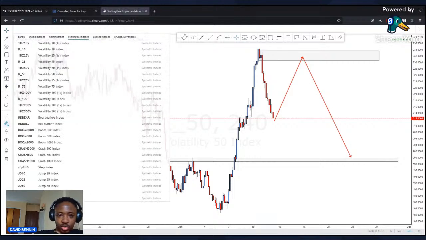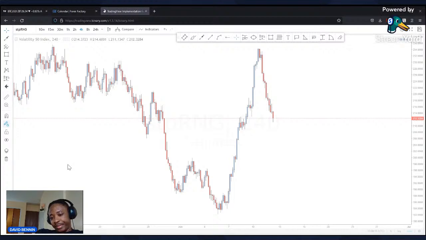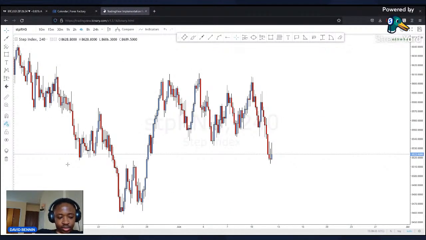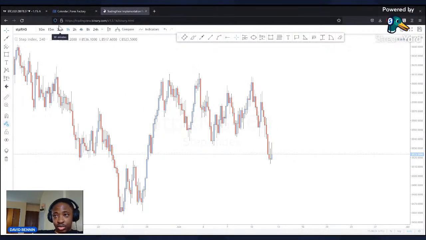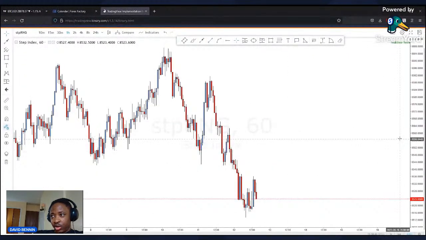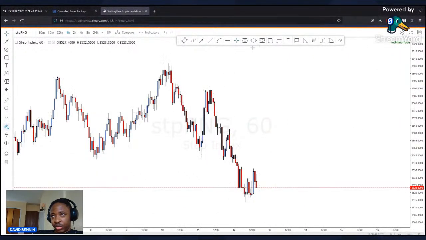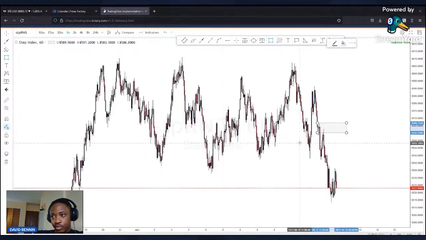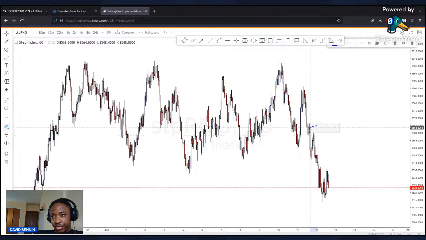So let me look at two more instruments and then we'll call it. So let's look at Step Index. Yeah, so I took this sell on the 1 hour. Let me see. Yeah, so I caught this sell on the 1 hour from this level here. So that was a nice weak entry.